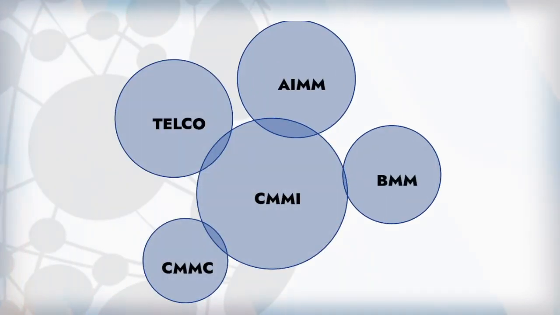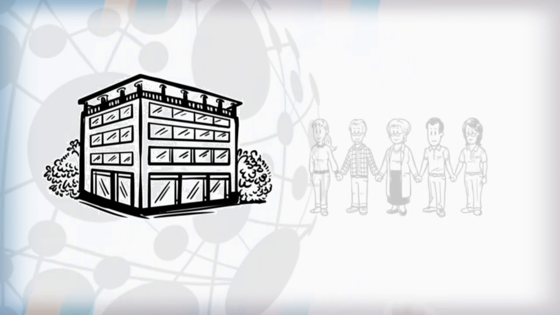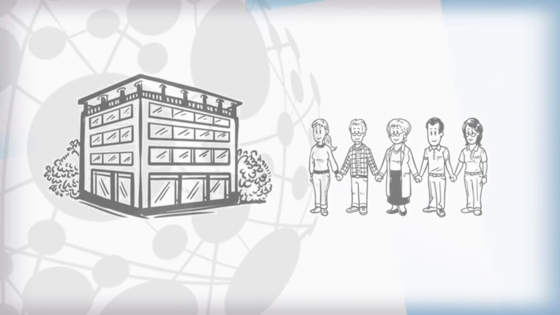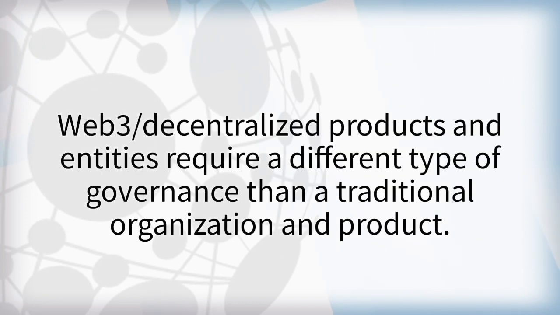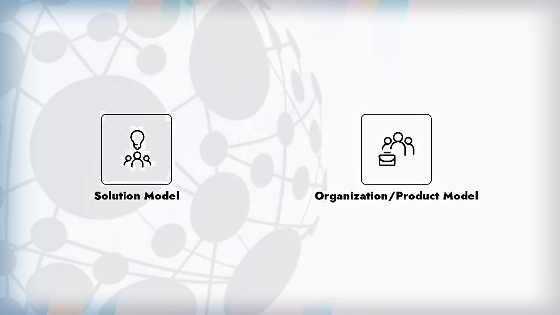Now, unlike the CMM, the BMM is not an organizational model, it is a solution model. That's because in the Web3 environment, blockchain solutions are not always owned by an organization. Sometimes they're built, maintained, and operated by a community, and in some cases, even the general public. Web3 decentralized products and entities require a different type of governance than a traditional organization and product. And that's why the BMM is a solution model as opposed to a product or organizational model or standard.